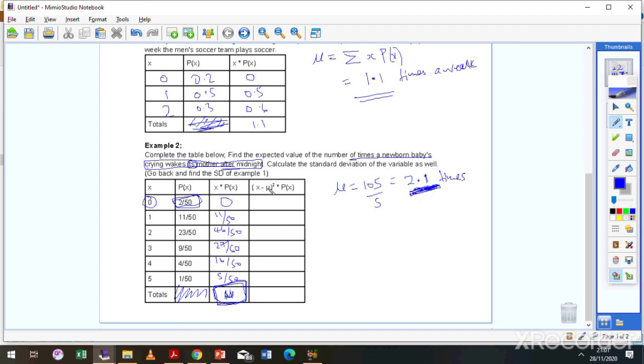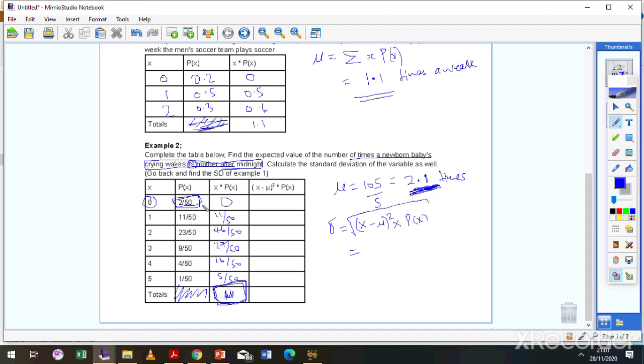The standard deviation is a similar approach, just a little more complicated, because standard deviation, which we represent with the symbol sigma, is the deviation from the mean. So what is the difference between each value and the mean? That's what we're looking for. We get the difference between each value and the mean, square it to remove the negatives, multiply each of those answers by the probabilities, and then take the square root. That's all we do: x minus mu squared times the probability.